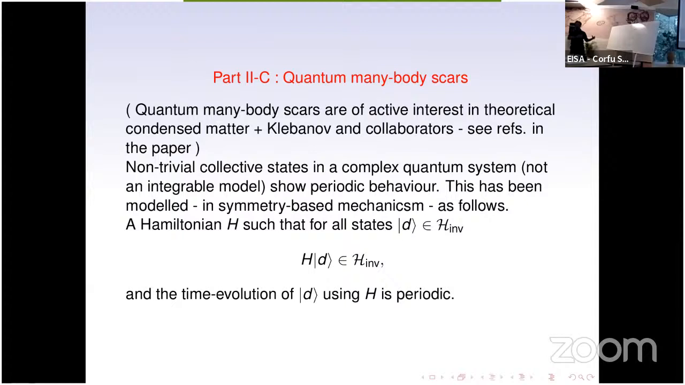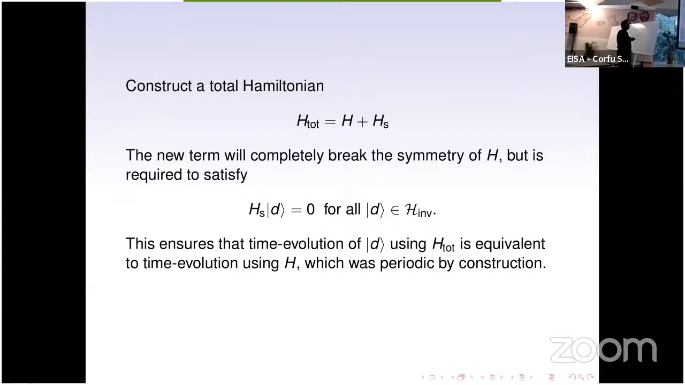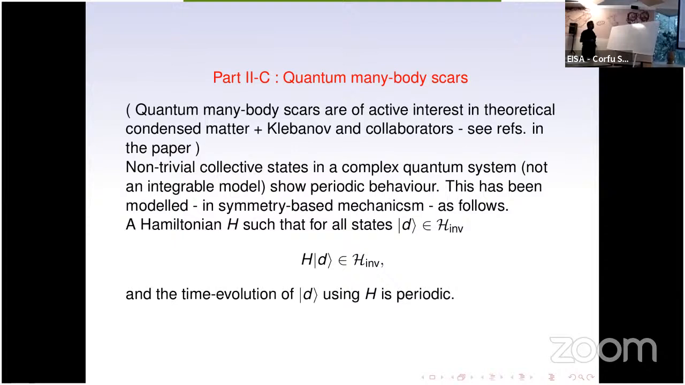It was first experimentally discovered, and then people said, okay, how could this possibly be happening? So there are symmetry-based mechanisms that people have proposed. You think about a Hamiltonian H, and you have a system where there's some symmetry, but some states are invariant under that symmetry. And you have a Hamiltonian H, which maps these invariant states to invariant states, and you can engineer H to be periodic. But the full Hamiltonian of the system, and this is why it's not integrable, has this H, which maps invariant states to invariant states, but there's also a symmetry breaking term. So this whole thing is not a symmetric Hamiltonian, but the symmetry breaking term has the property that when it acts on invariant states, it gives zero. So you can engineer such a Hamiltonian, and you can show that with this particular structure, you can get this kind of behavior, a non-trivial collective state.